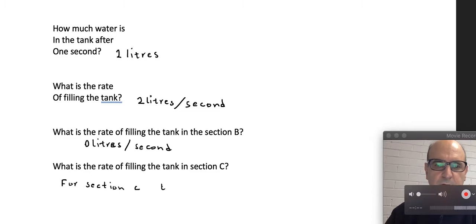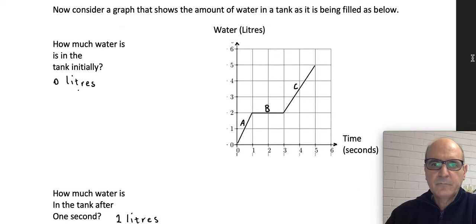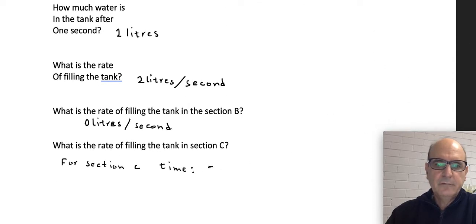So the time we're talking about for section C is 2. You can count 1, 2, or you can say that it's gone from 3 to 5 and subtract: 5, the time at the end, take away 3, the time at the start, that is 2 seconds.